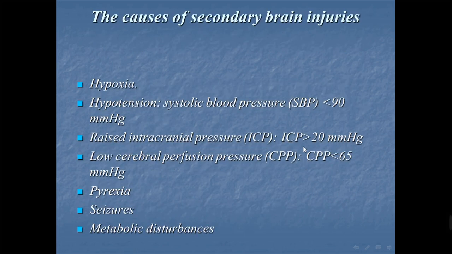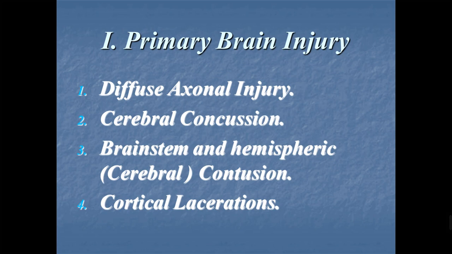Now, what are the causes of secondary brain injuries? They include many causes, like hypoxia, hypotension; systolic blood pressure less than 90 millimeters of mercury is so harmful to the brain. Raised intracranial pressure more than 20 millimeters of mercury is so harmful as well. Low cerebral perfusion pressure less than 65 millimeters of mercury. Pyrexia, seizures, and metabolic disturbance, all these are causes of secondary brain injuries, and as I mentioned, we are aiming at management of injuries to prevent these secondary brain injuries.